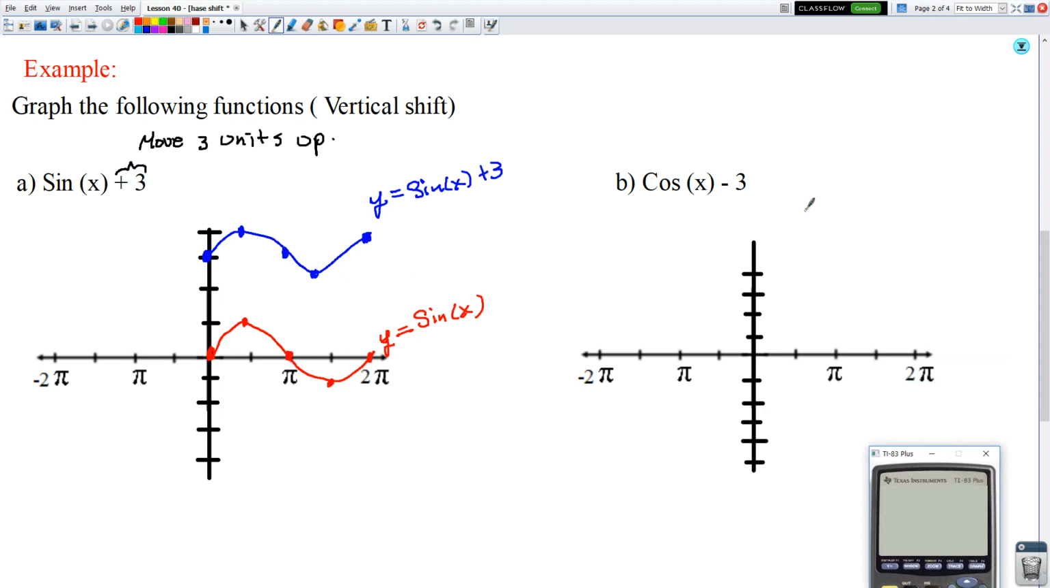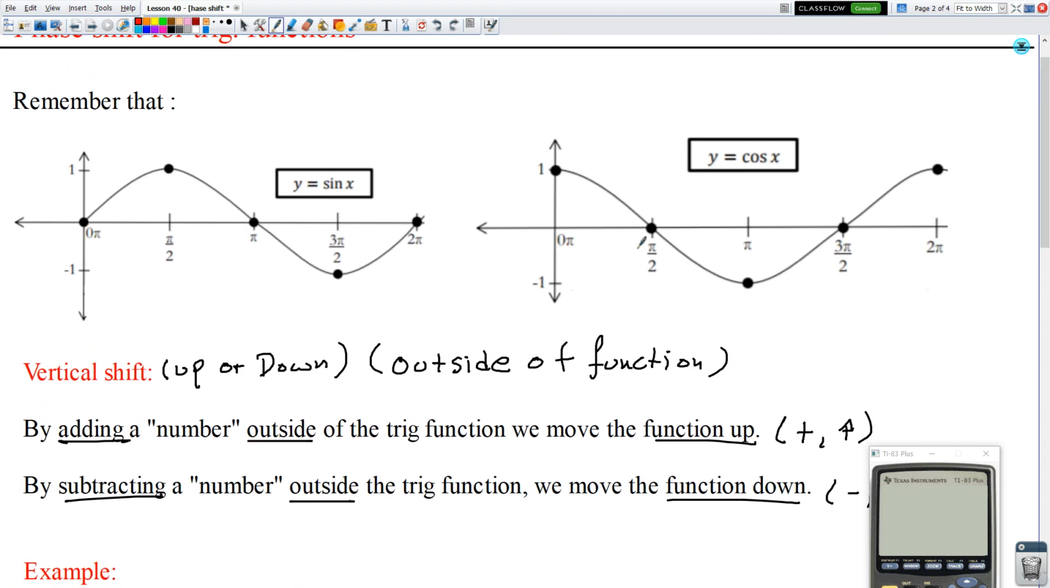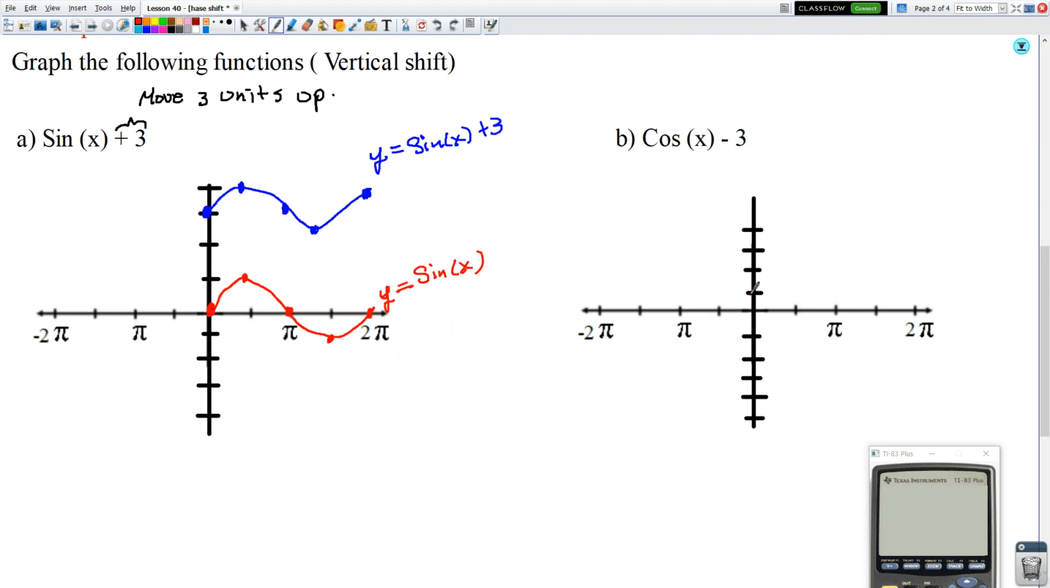So now let's look at the next one: cosine of x minus 3. The first thing that I want to do is to write down how cosine of x looks without the minus 3. For that, remember that cosine of x looks like this. It starts at the amplitude, and it takes 2 pi to complete a full cycle. So let me do that here. It starts at the amplitude, then 0, then minus 1, and 0, and right here.